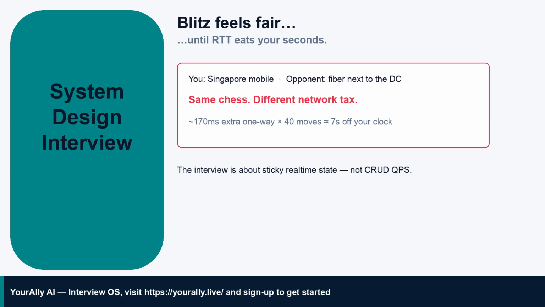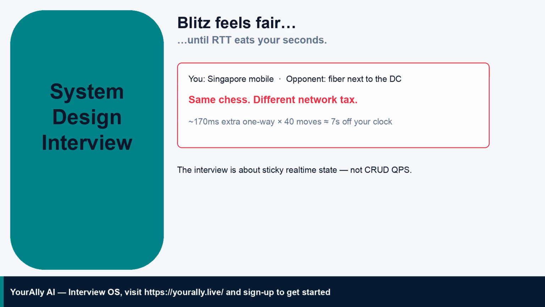Today we are designing an online chess platform, the kind of real-time system design that shows up at OpenAI, Meta, Google, Anthropic, Stripe, Upstart, and a lot of other places that care about sticky sessions and fair clocks. Picture a 3-minute blitz game. You're on mobile in Singapore. Your opponent is on fiber next to the data center. You both play fine chess. You still flag first. Why?